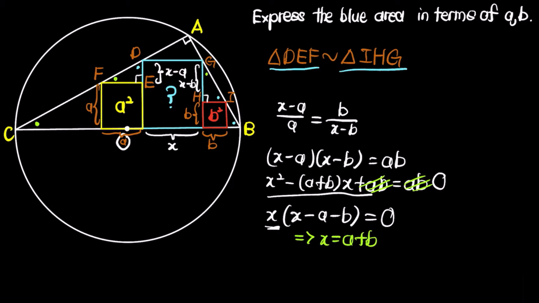So therefore, this tells us that the area of the blue square, which I'll write as the area of the blue here, is the same thing as a plus b, the whole thing squared. And this is our answer over here. So now let's look at the second puzzle.